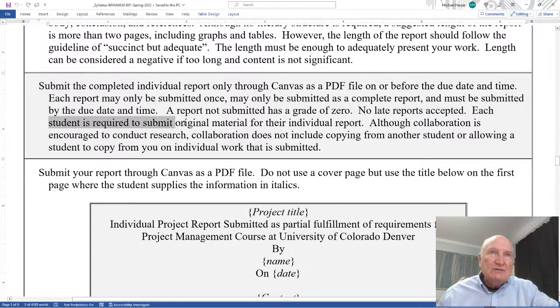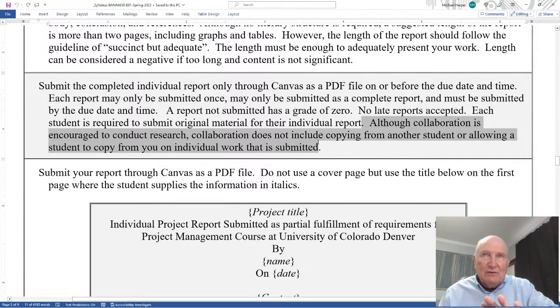Each student is required to submit original material for their individual report. Now, that doesn't mean you can't quote someone or pull in a graph that you found online, but the actual written material that you claim to be yours has to be yours. Don't plagiarize. Although collaboration is encouraged to conduct research, you can use each other to learn. But collaboration does not include copying from another student or allowing a student to copy from you on individual work that's submitted. When you write it, you write your own report.